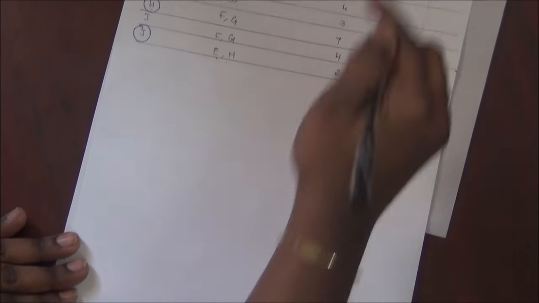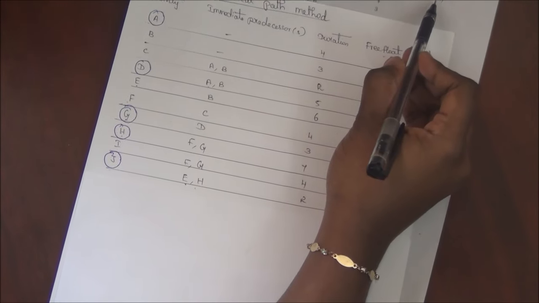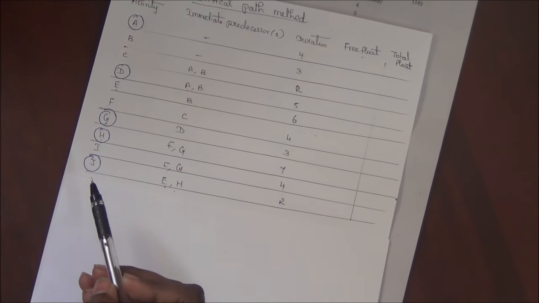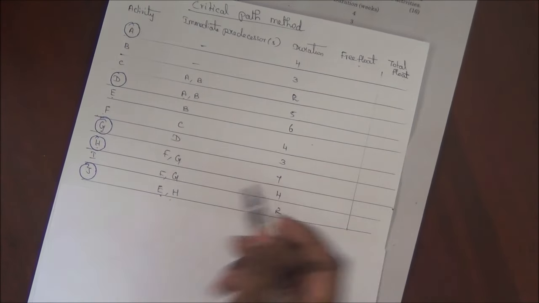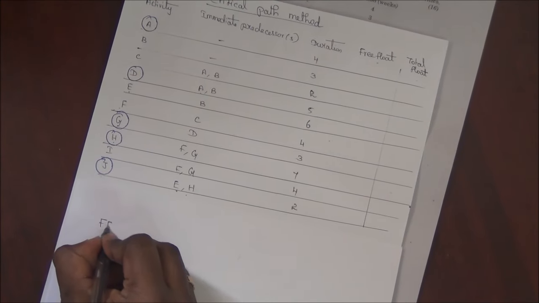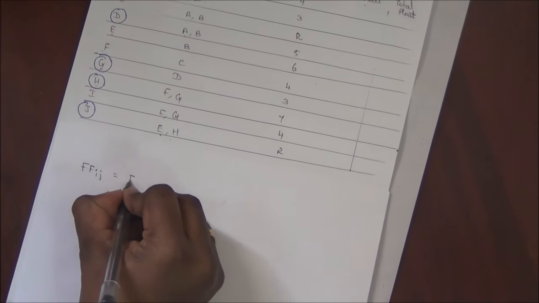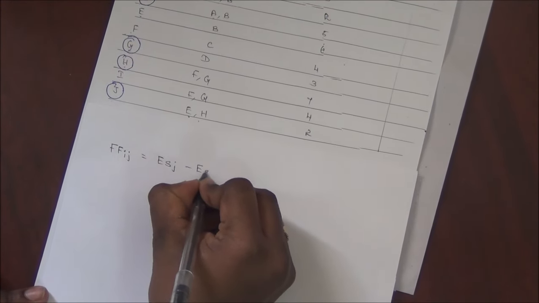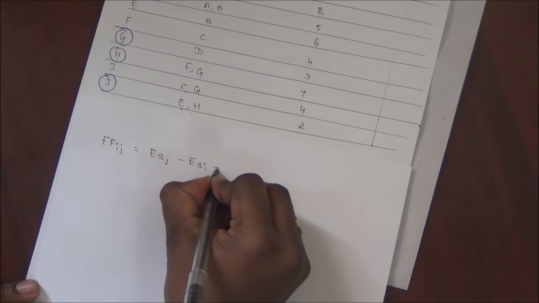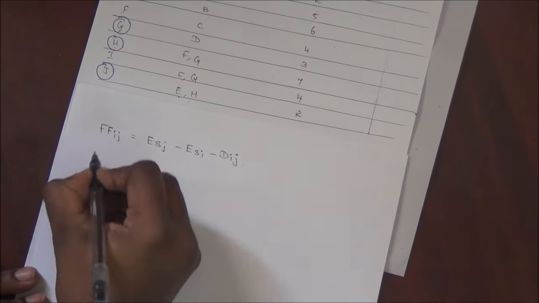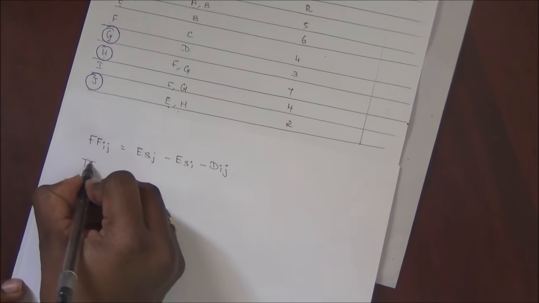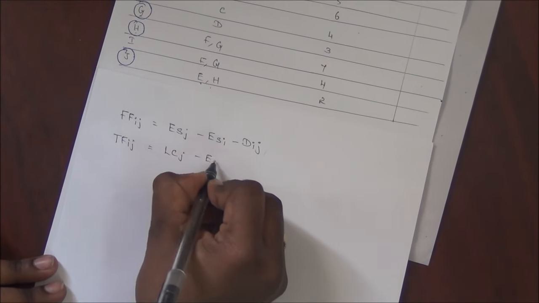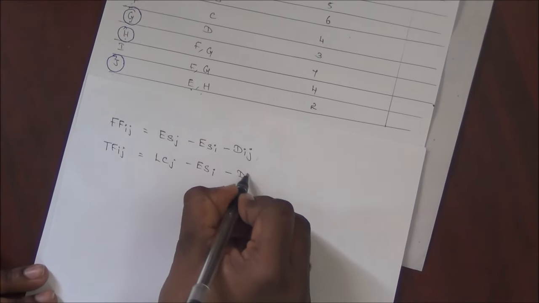Now we have to calculate the free float and the total float for the non-critical activities. We already have seen that critical activities are A, D, G, H and J. The formula for calculating free float and total float is, for free float IJ, it is EST of J, meaning earliest start time of J, minus earliest start time of I minus DIJ. Whereas for total float IJ, it is latest completion time of J minus earliest start time of I minus DIJ.